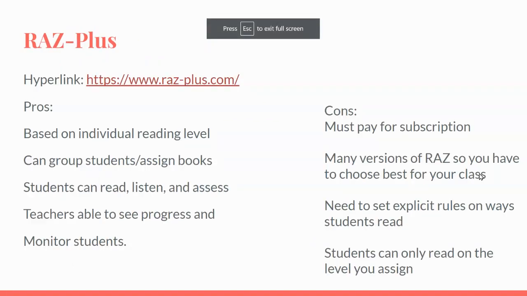Another one that I really like to use is Raz Plus. It is based on individual reading level, which I really like, and I love that I can group students and assign books based on their reading level, especially if I need to pull something for small group reading instruction for the week. I can always use books on RazKids. Students are able to read, listen, and take an assessment on each book that they read, and teachers are able to see progress and monitor their students.